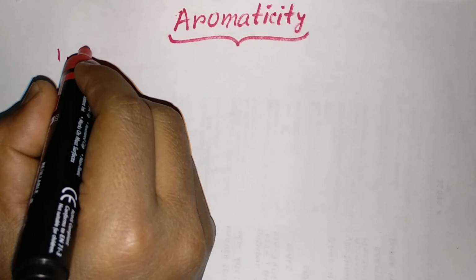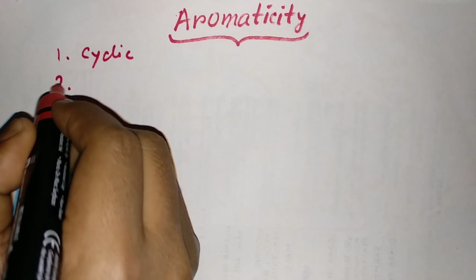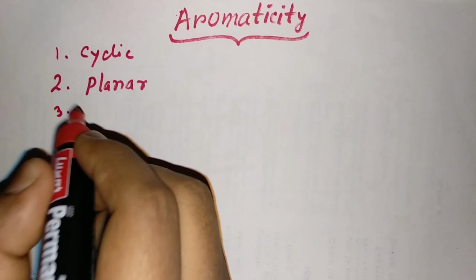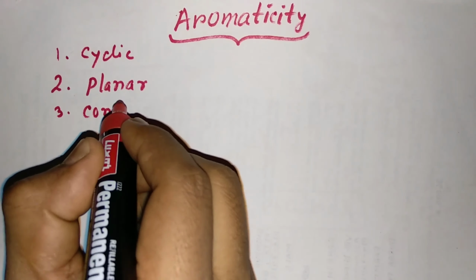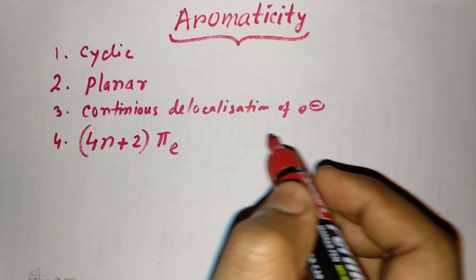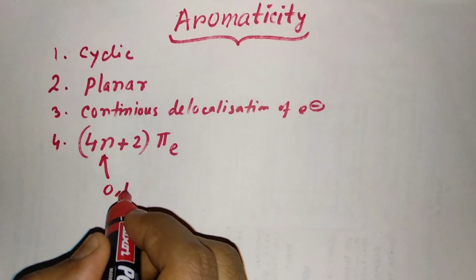The first condition is that the system should be cyclic. The second condition is that the system should be planar. The third condition is that the system should have continuous delocalization of electrons. And finally, the fourth condition is that the system should obey the 4n plus 2 pi electron rule, that is, 4n plus 2 pi electrons should be present in the system. Here n varies as 0, 1, 2, 3.